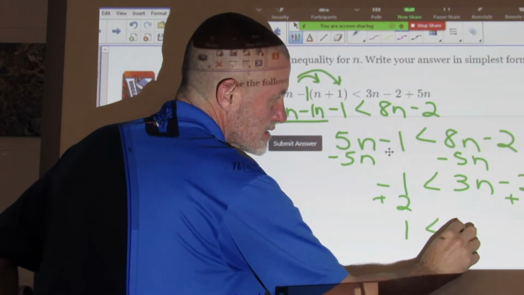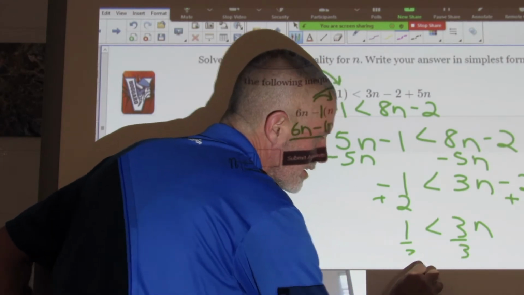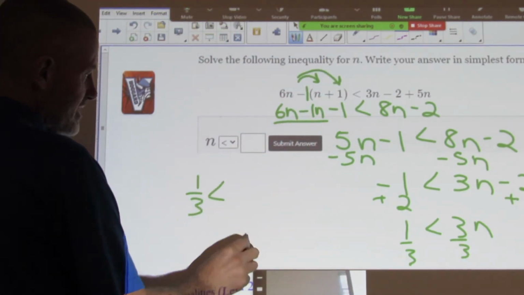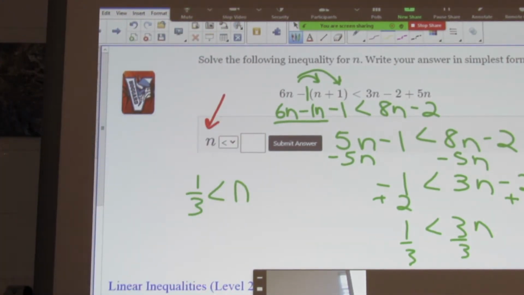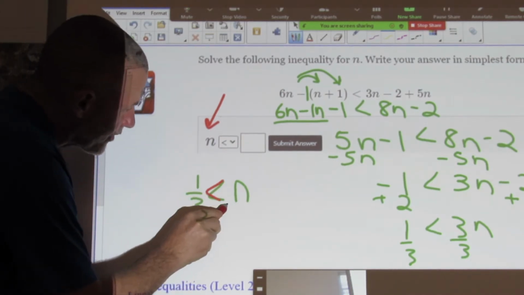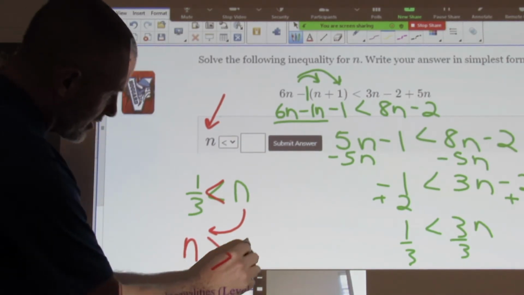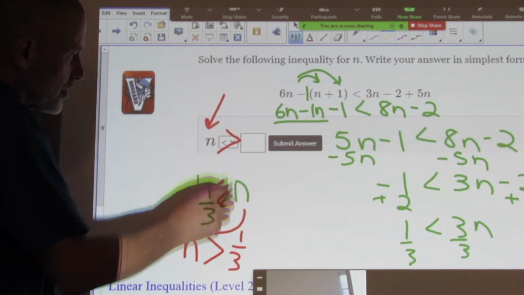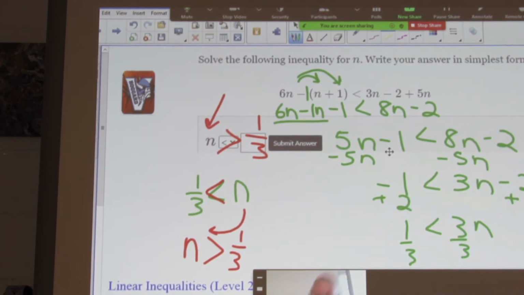So 1 is less than 3n. And I hope I'm not going too fast. Divided by 3. 1/3 is less than 1n. Now again, they put this on the left side of the inequality sign, so I want the open mouth towards the end. I'm going to switch this to the other side. Make sure the open mouth is towards the end. Go to 1/3. Change that to a greater than sign. Type in 1/3. And cross my fingers for a green check mark. I'm relatively confident I did all of that correctly. I hope you guys agree.